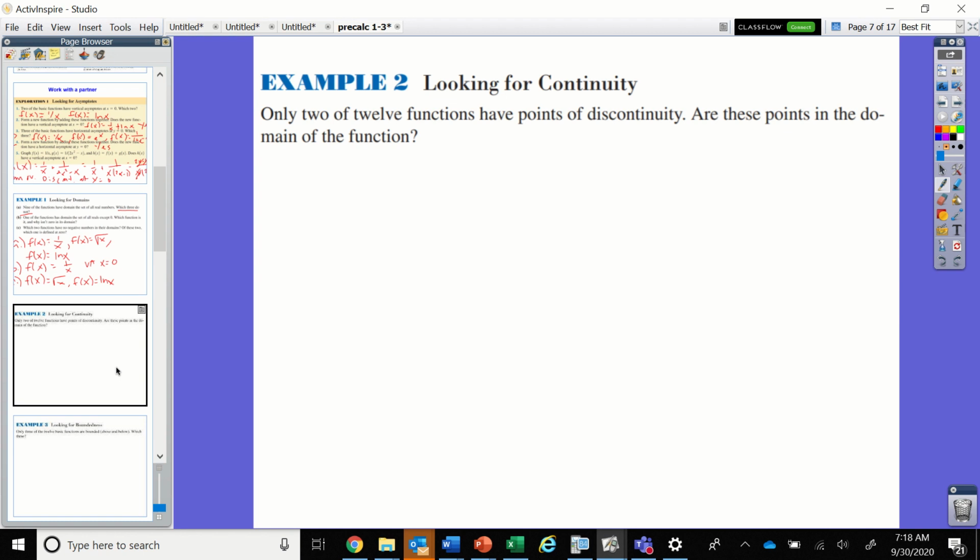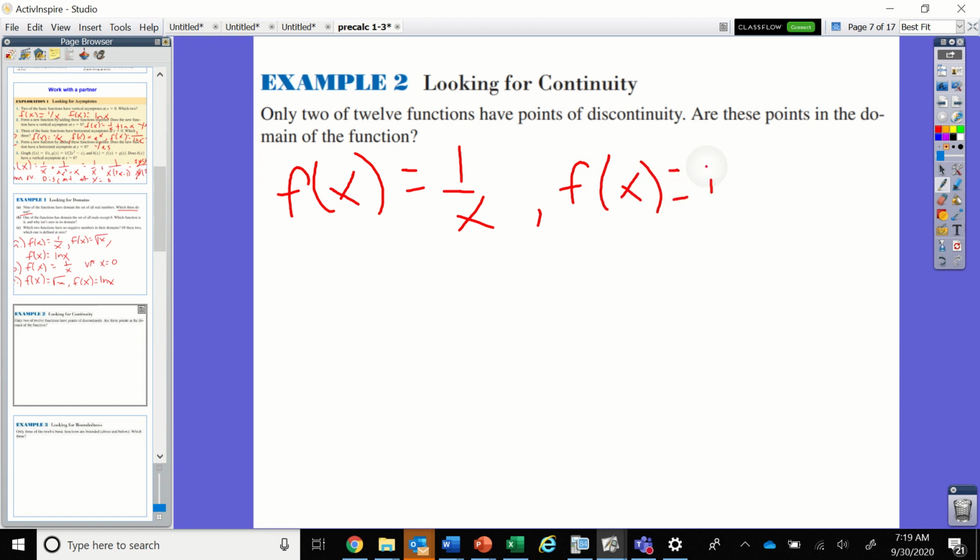So this one says only 2 of the 12 functions have points of discontinuity. So there are breaks, holes in the graph. Are these points in the domain of the function here? And so let's first and foremost talk about which ones have quote unquote the broken graphs. The broken graphs, remember you have to lift your pencil up if you trace them, are your 1 over x, your reciprocal function, and your step function, or your greatest integer function. Like literally it's a step. And so in this case here, what's interesting about f of x equals 1 over x, okay? It says, are these points in the domain of the function?